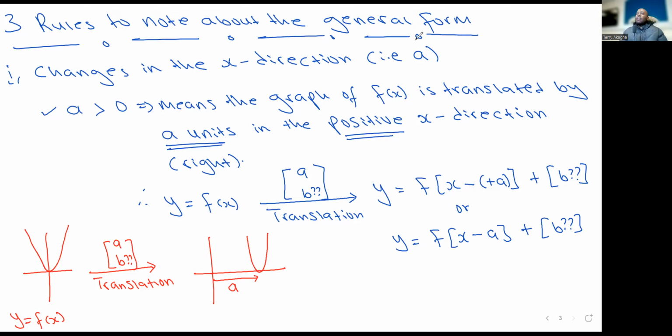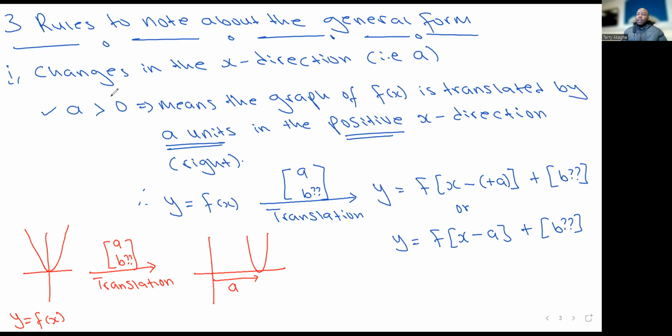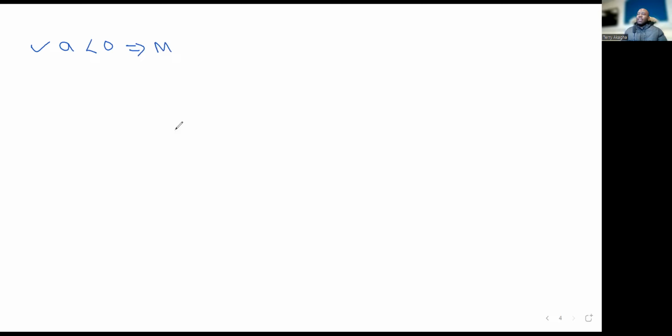Now, the second part is that there could also be changes in the x direction, but this time, a might be less than 0, okay? A might be less than 0. So let's look at that, for instance. What about if we have a less than 0? What does this imply? Now, when you have a less than 0, it means a is not positive. Now, a is what? Negative.